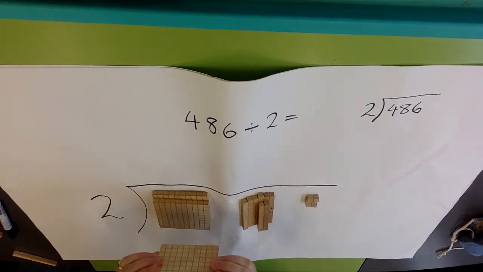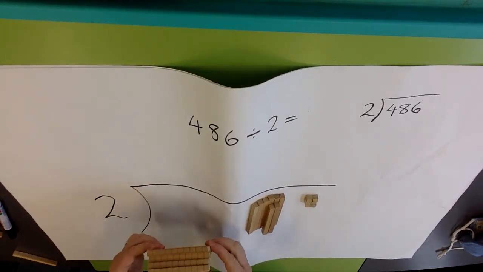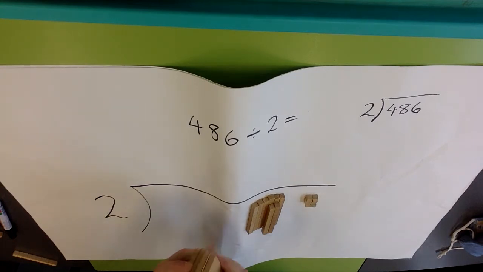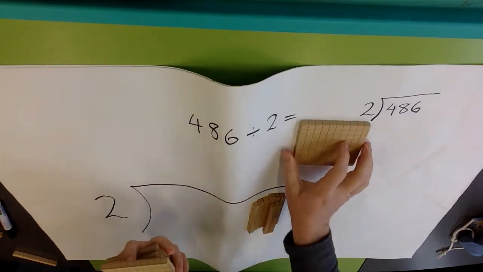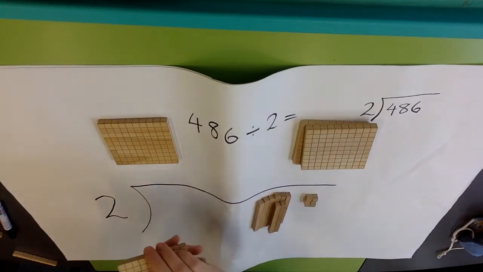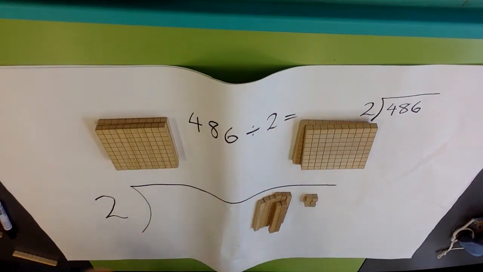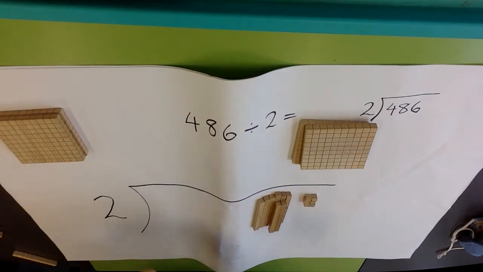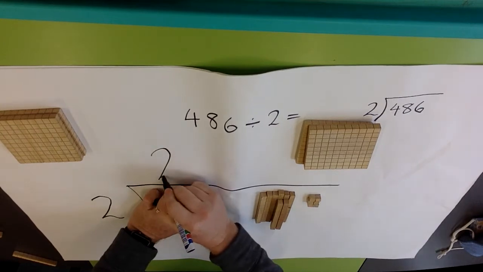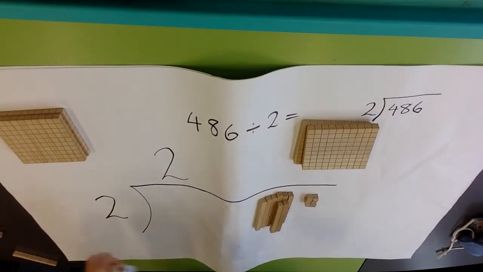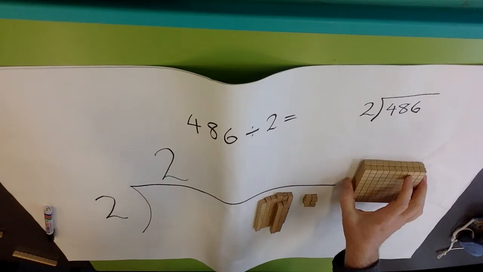So we do 4 divided by 2. To divide 4 into 2 groups, we end up with 1, 2. 2 in each group. So that means that 400 divided by 2 equals 200.